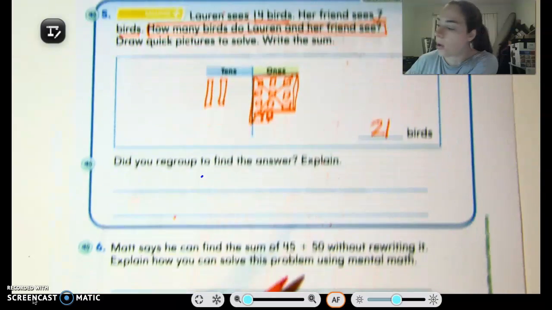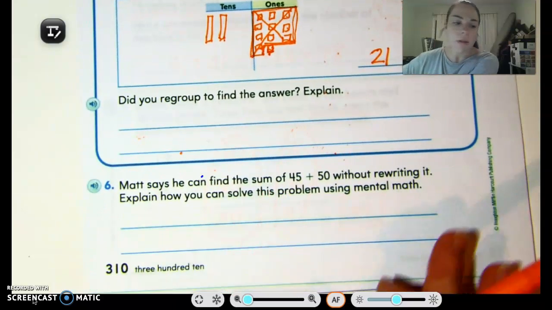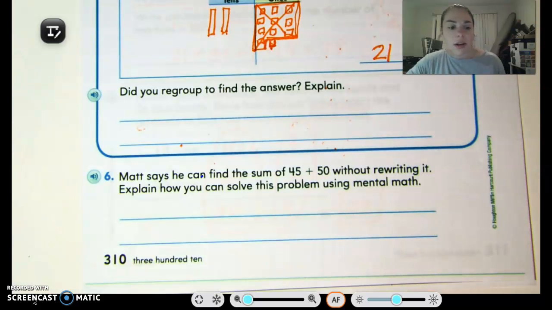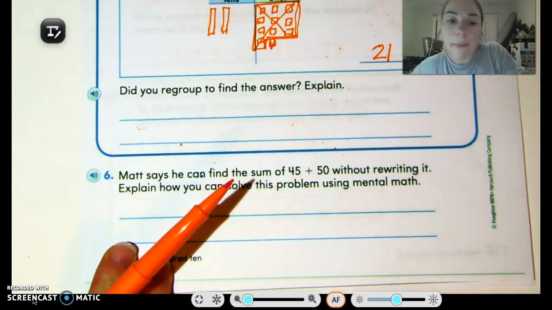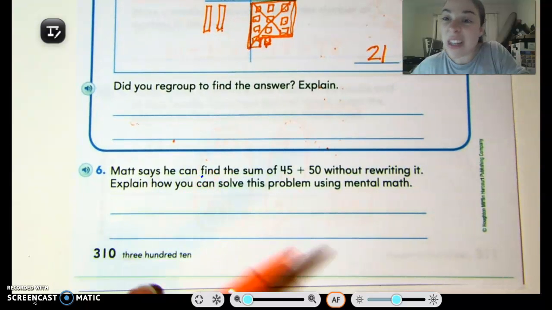They saw 21 birds. All right, I'm going to pause the video here because I'm at my 15-minute limit, and then we're going to finish by solving number 6, and then we're going to be done for today.